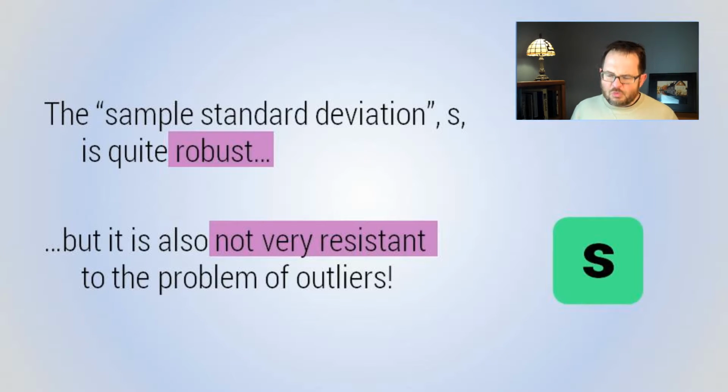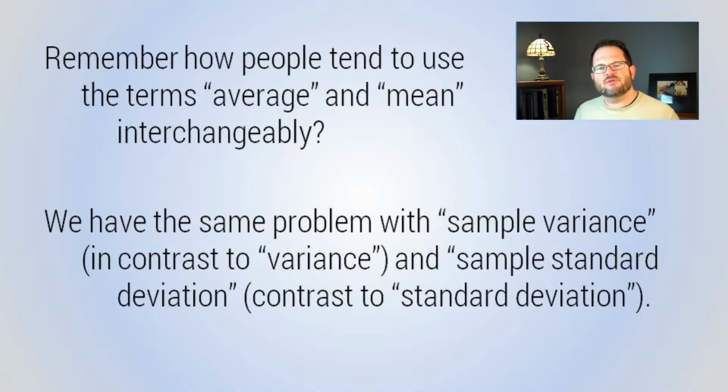One thing I want to bring up here: remember how back when we talked about averages and mean, I mentioned how people, even textbooks, even journal articles, often confuse the terms average and mean or use them interchangeably, despite the fact that they're not the same thing. It's very common to use the terms interchangeably. We're going to have the same problem when it comes to standard deviation and sample standard deviation, or variance and sample variance. It's remarkably common to make the mistake of thinking that these are the same thing.